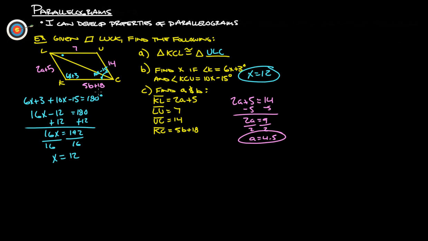Okay, and we can do the same thing to find B. We know that KC has to be congruent to LU, so we would say 5B plus 18 has to equal 7. Okay, so let's subtract 18 from both sides, and we get 5B equals negative 11. Divide both sides by 5, and we get B is negative, what's that going to be, 2.2. Okay?